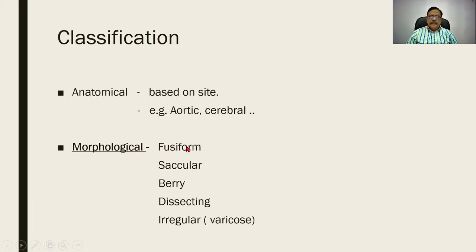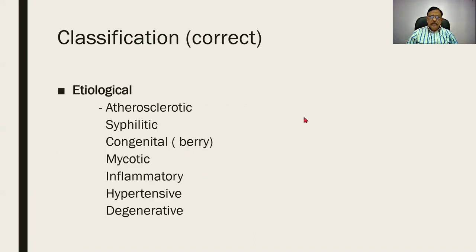Morphological, on the other hand, is the shape and size, according to which you have a fusiform aneurysm, a saccular aneurysm, a berry aneurysm, a dissecting aneurysm, and an irregular or varicose aneurysm. Another way of classifying shall be etiological. The most important of these shall be atherosclerotic, syphilitic, congenital, mycotic, and degenerative or dissecting aneurysm. These are some important things that we should be remembering.